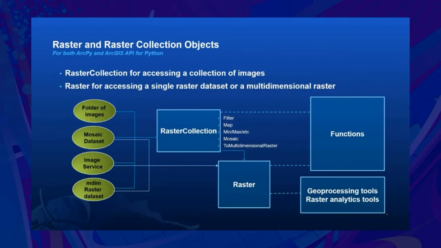To analyze time series imagery with Python, ArcGIS has two classes and supports two typical workflows. One is through raster collection, and one is through multidimensional raster. In this diagram, you can see the first workflow is you create a raster collection from a folder of images or a mosaic dataset or image service, and use raster functions to work with the collection.